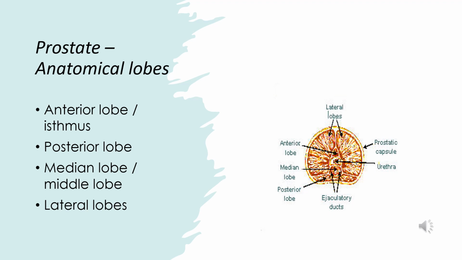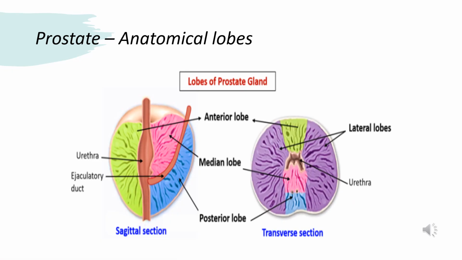Next important theory objective is the lobes of the prostate gland. The prostate gland is divided into 5 lobes. These are the anterior lobe, which is also called the isthmus, the posterior lobe, the median or middle lobe, and 2 lateral lobes. We'll see a little more about the lobes.